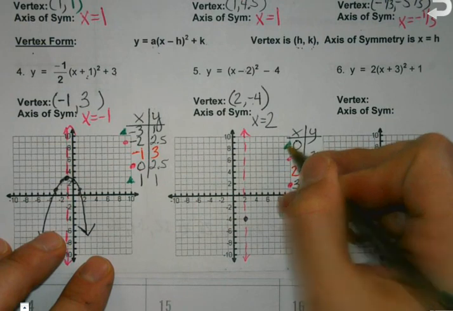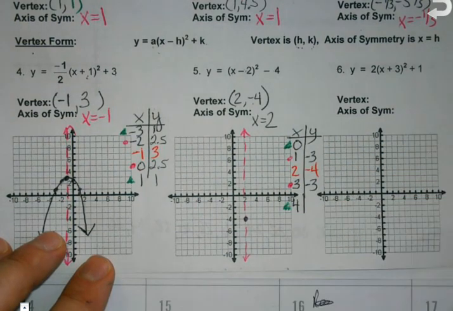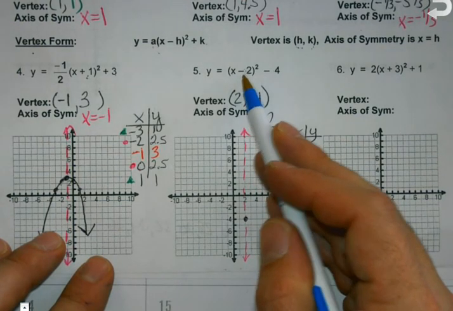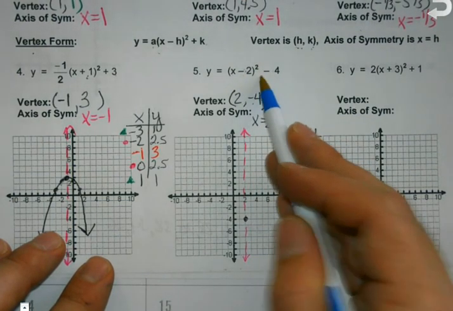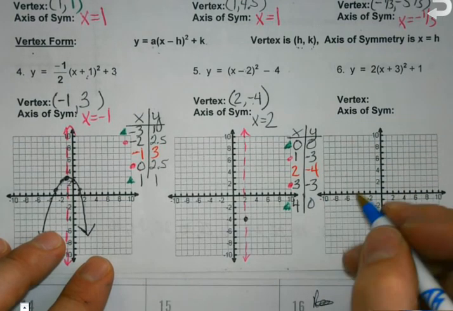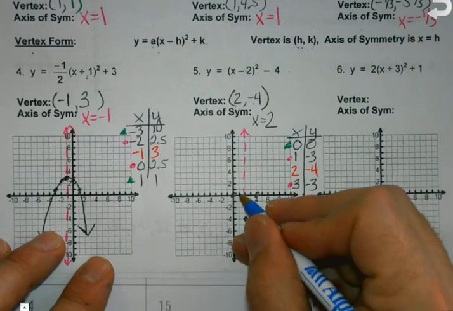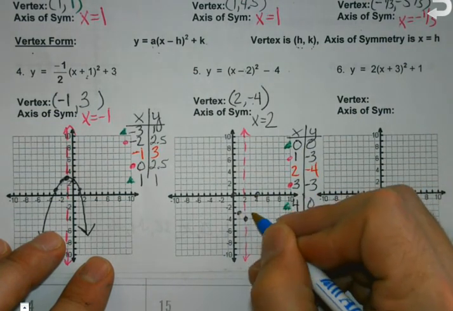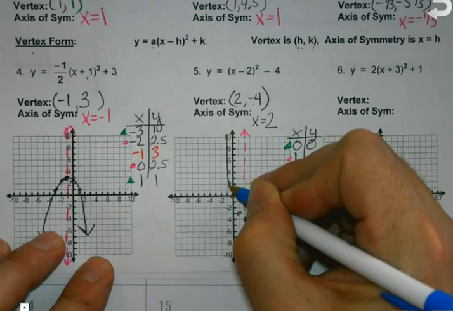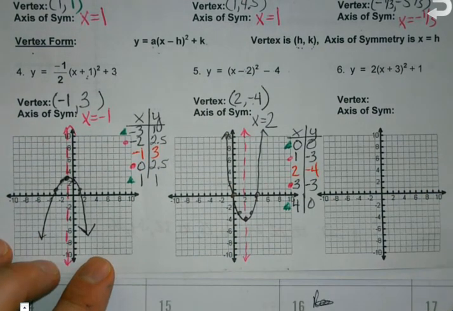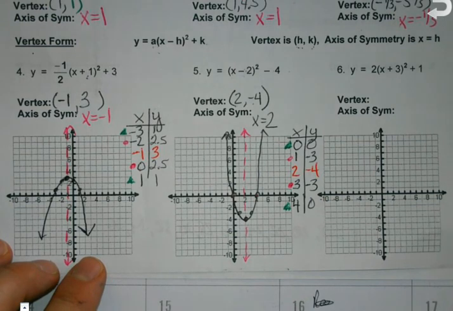Then I do either 0 or 4. Let's say I do 4. 4 minus 2 is 2. 2 squared is 4. 4 minus 4 is 0. Okay, so even if you are doing it by hand, it's not out of the realm of being able to do. Get my graph and I'm done. So that's kind of where we're at.